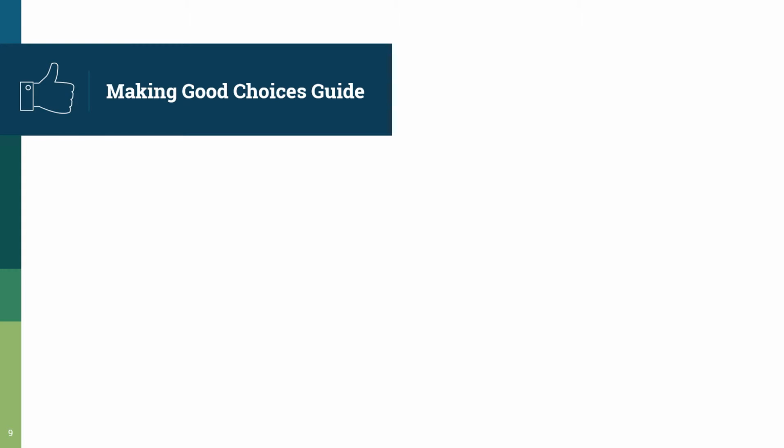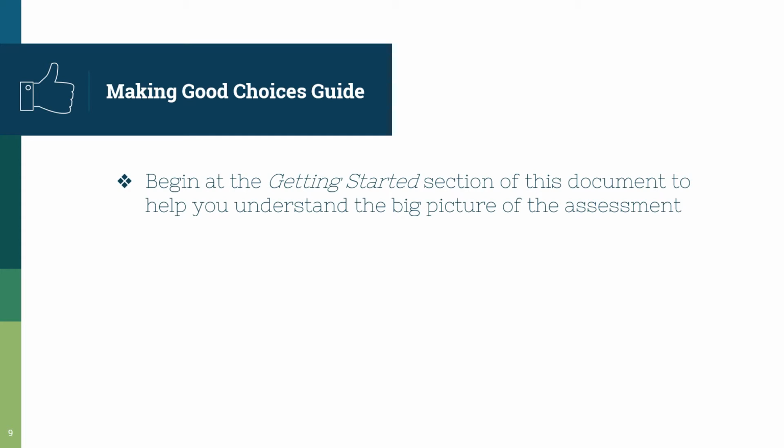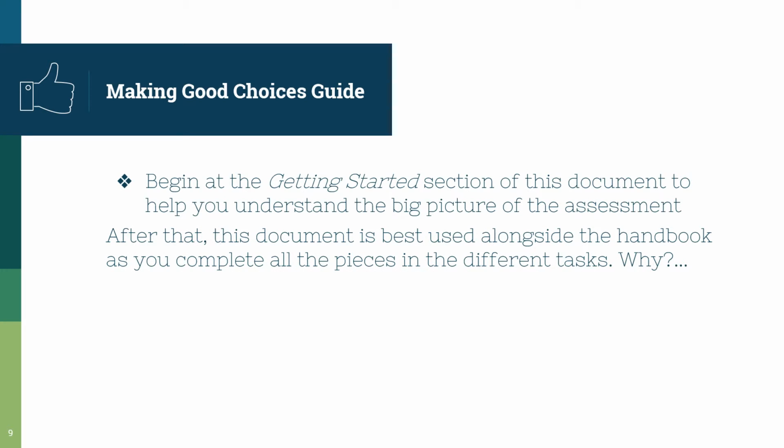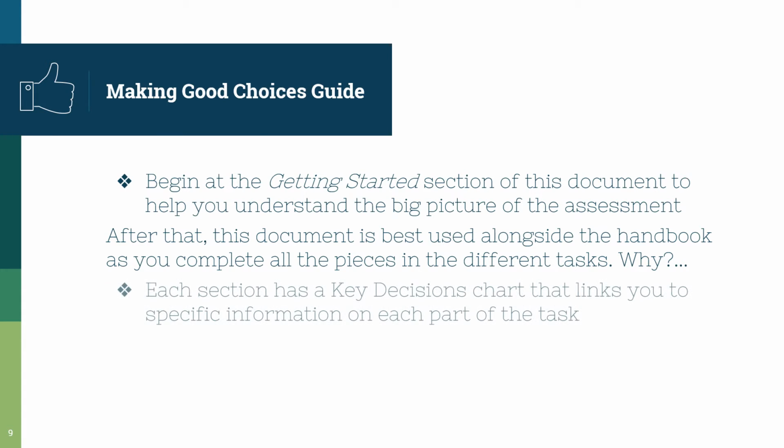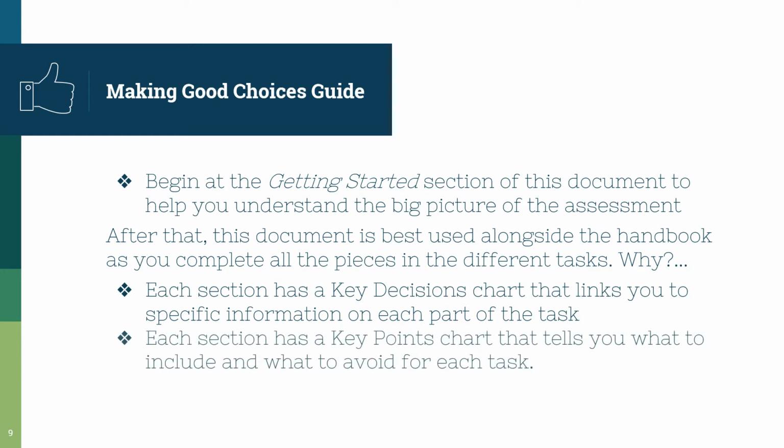The next resource you will be exposed to is the Making Good Choices Guide. I advise you to begin at the Getting Started section of this document to help you understand the big picture of the assessment. After that, this document is best used alongside the handbook as you complete all the pieces in the different tasks. Why is this important? Because each section has a key decisions chart that links you to specific information on each part of the task, and they have a key points chart that tells you what to include and what to avoid for each task.